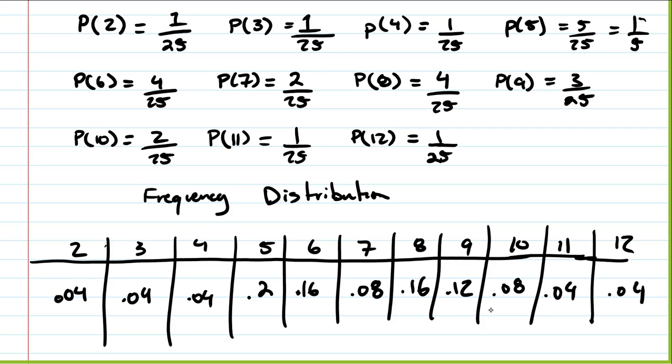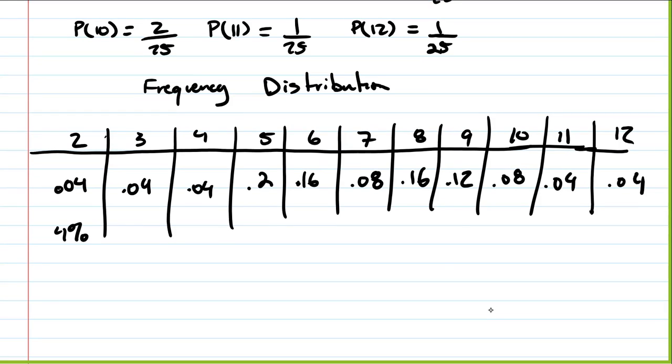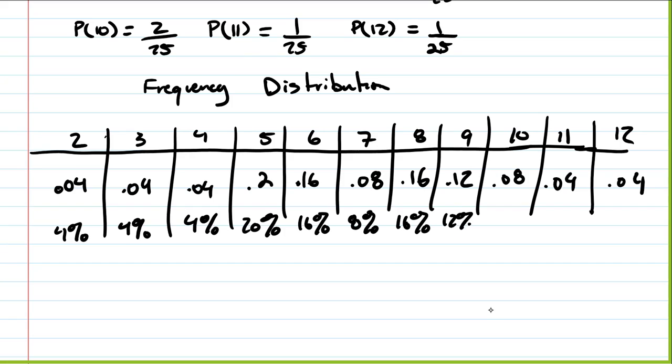So in other words, it would be our estimated probabilities, and if we converted those decimals to percents, we would have a 4% chance, a 4% chance, 4% chance, 20% chance, 16% chance, 8% chance, 16%, 12%, 8%, 4%, and 4%. So that would be our experimental frequency distribution for the sum of two dice.